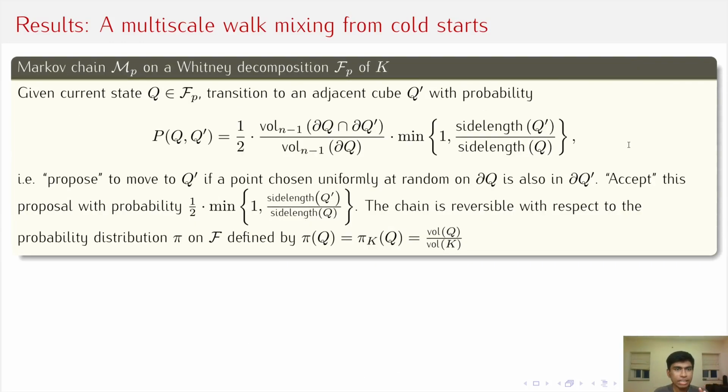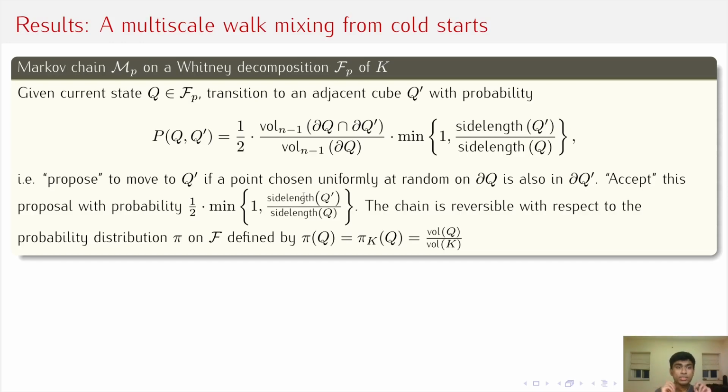So over this Whitney decomposition, we define a Markov chain. And the way this Markov chain is defined is that suppose I am at some cube Q. What I first do is that I uniformly randomly pick a point on the boundary of Q.